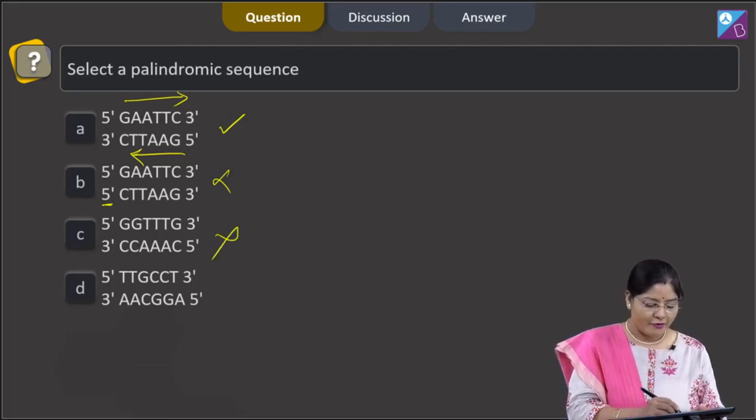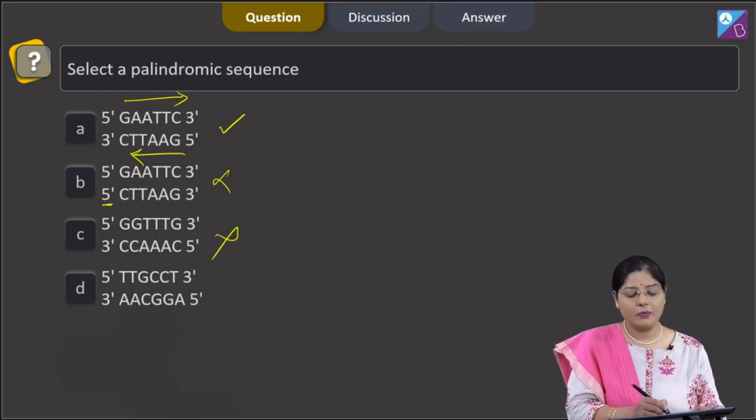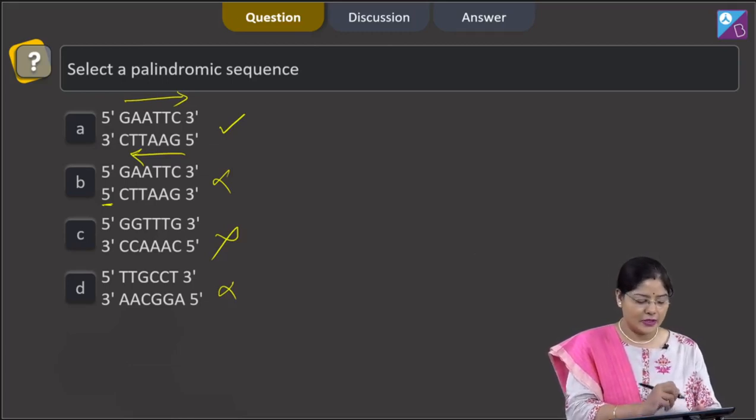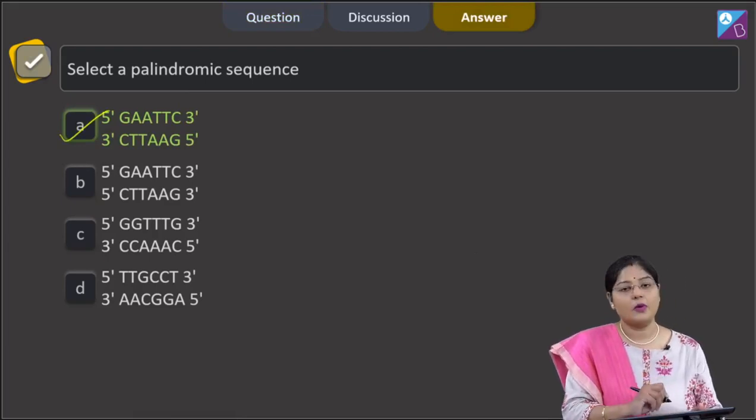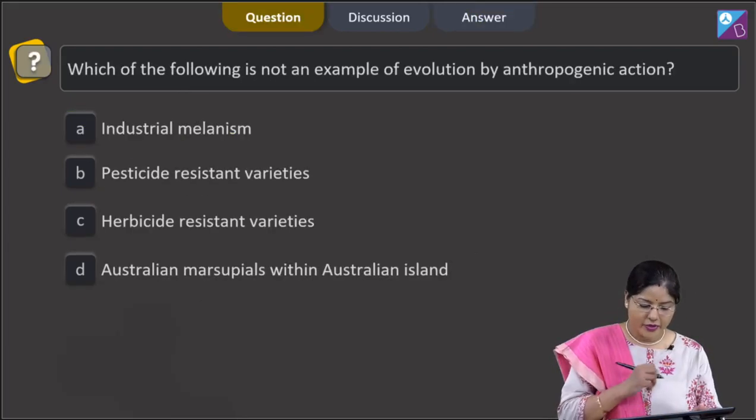Fourth option, 5' TT, GC, CT 3' and on the other strand in 5' to 3' direction, A, GG, CAA. So, this is also not a palindrome. So, this cannot be a correct answer, and the correct answer to our question is option number 1, that is A. Moving to the next question.